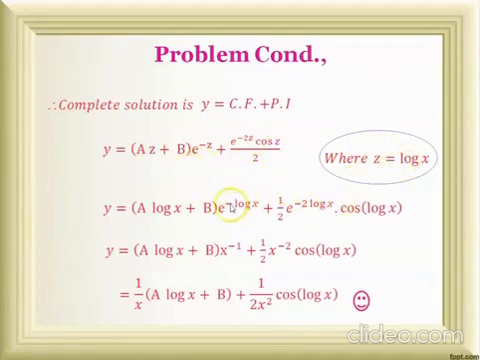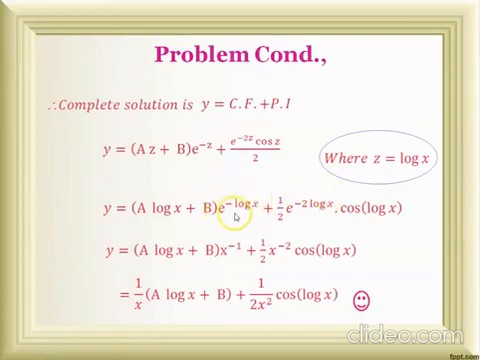Here I am simply writing e power minus 1 into log x into e power (log x) power minus 1. Here also e power (log x) power minus 2, because e power a log b is equal to e power log a power b. That we are able to do. So therefore e power (log x) power minus 1.